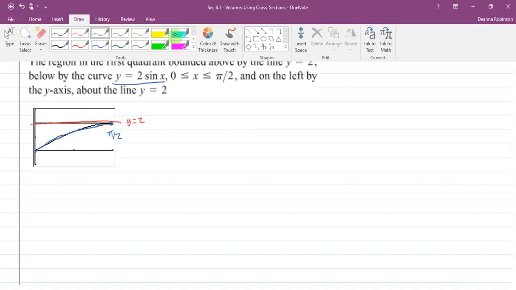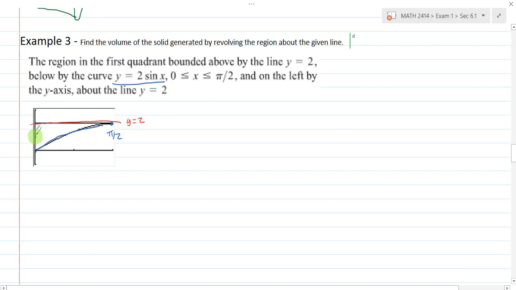So that means that our shaded region is going to be this region in the first quadrant, bounded above by the red line and below by the blue line. And this goes out to pi over 2. Because sine pi over 2 is equal to 1. 2 times 1 is 2, and here's the line y equals 2. That means that this point of intersection between these curves is going to be at pi over 2, 2. We're going to revolve this about the line y equals 2. So now we're revolving around this line. We are revolving this shaded region.